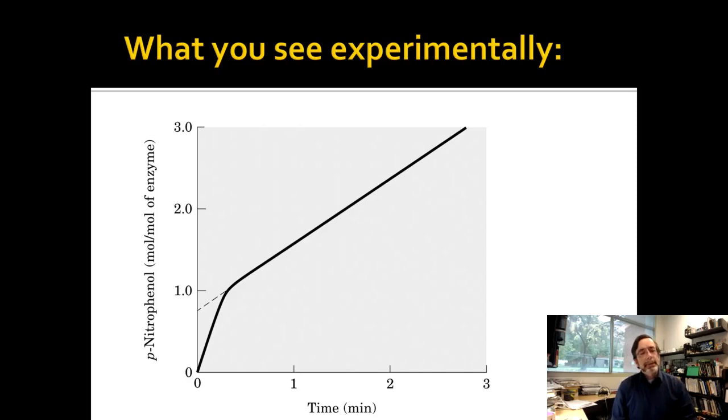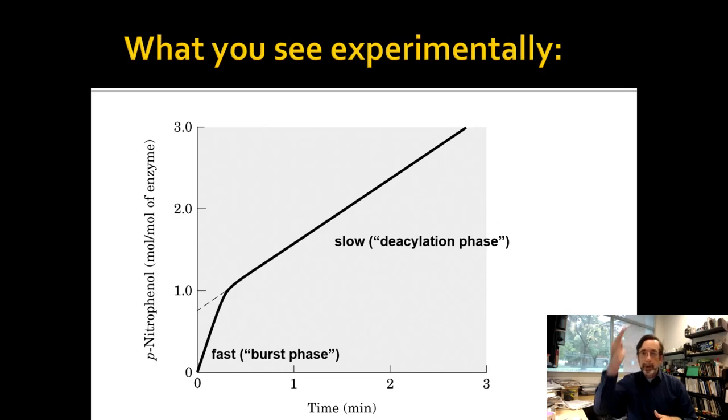They realized the 2 steps when they used different concentrations of enzyme and paranitrophenol, and they noticed that in every one of those cases, the second slow step seemed to happen. So you have a fast burst phase where you have a lot of color being formed, and then it slows down. And it always slows down right when you get to the point where you have 1 mole of product for every 1 mole of enzyme.